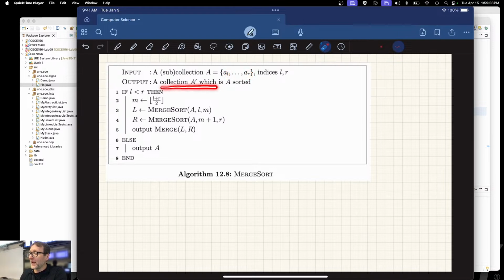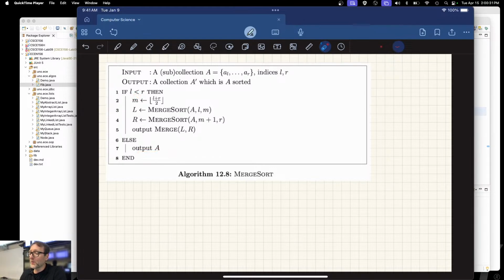Then we're going to output a sorted version of that. All of this is going to look very familiar because it's the same divide and conquer strategy as, say, binary search, right? So if L has not exceeded R, that means that we've got an array of at least, well, at least 2 elements, excuse me. Because once it's equal, then it's of size 1, and we don't do anything except return that one element.